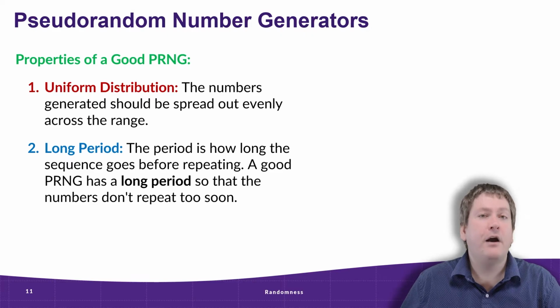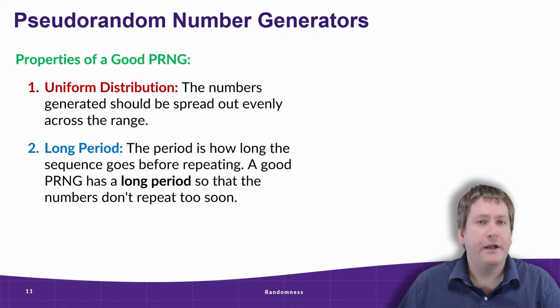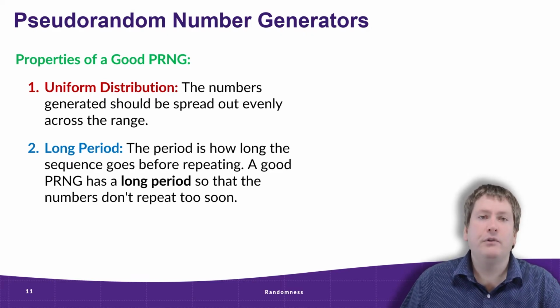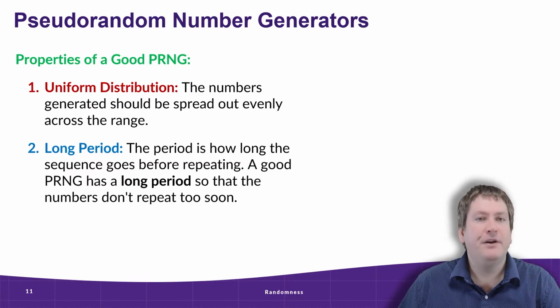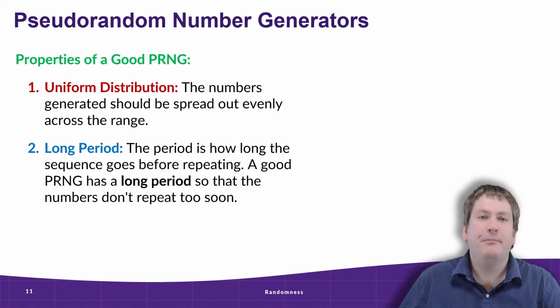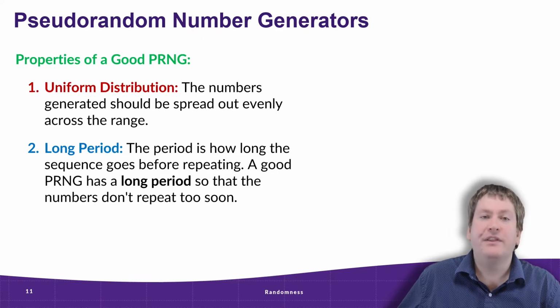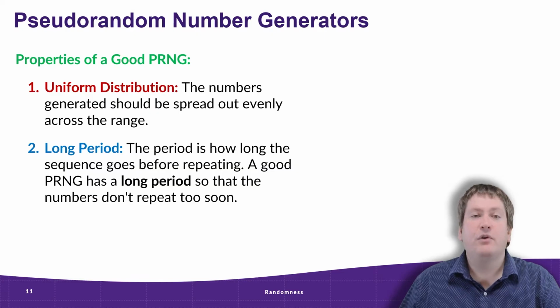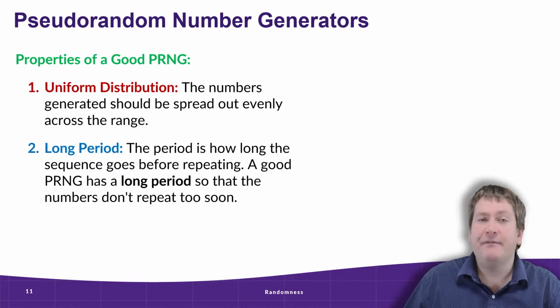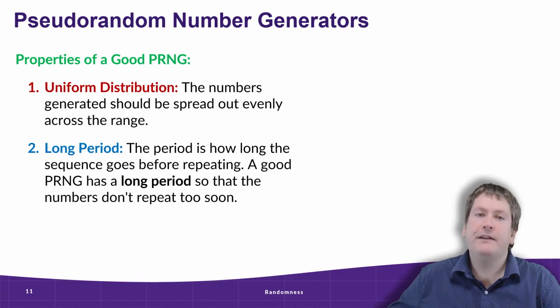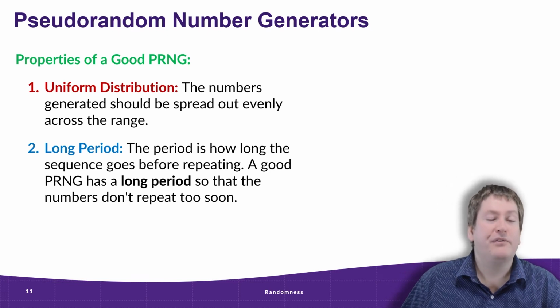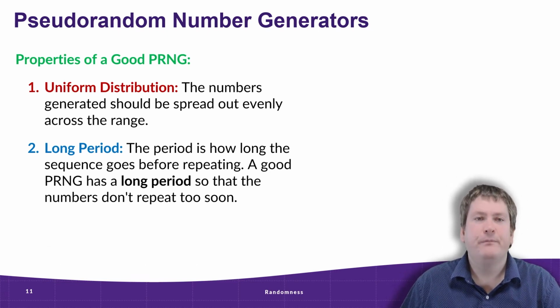Next, the PRNG should have a long period. By period, we mean how long the sequence goes before repeating. We don't want the PRNG to be producing numbers that repeat or have some pattern that makes it really clear what the next one's going to be. So usually we want to make sure, however we have it configured, that it's going to go a very long time before the sequence of numbers starts repeating again.